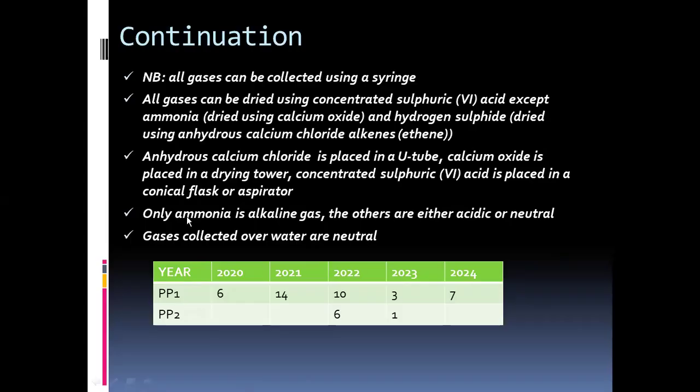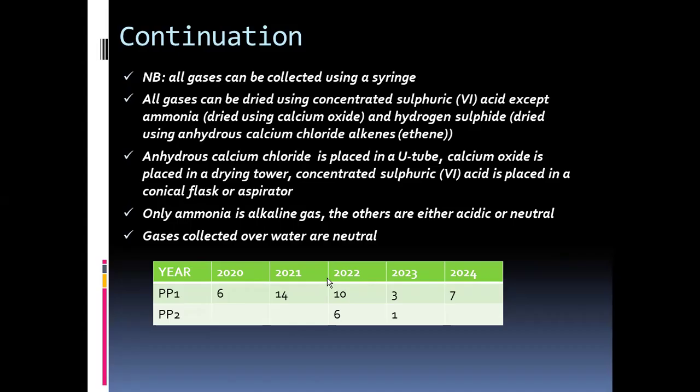Then the other thing is that only ammonia is the alkaline gas. This is the only gas that is alkaline, ammonia. The others are either neutral or acidic. Another thing is that the gases which are collected over water are all neutral, because it means they don't dissolve in water. Now, let me go to the questions.